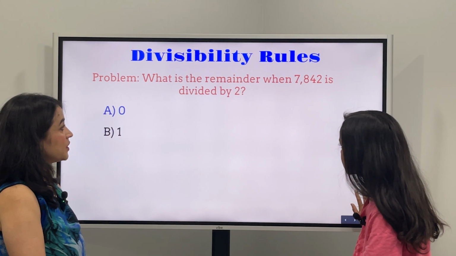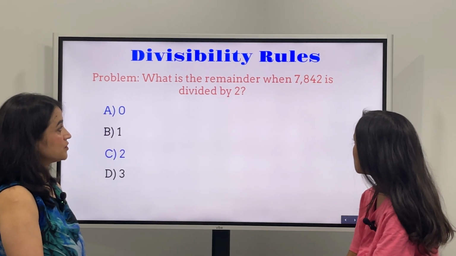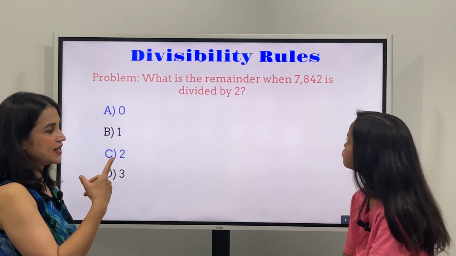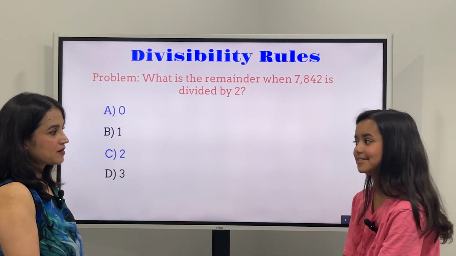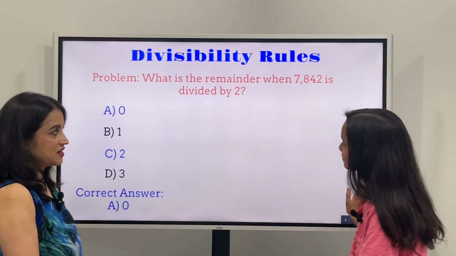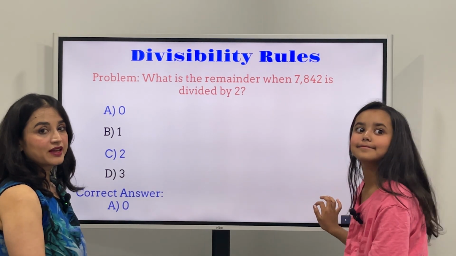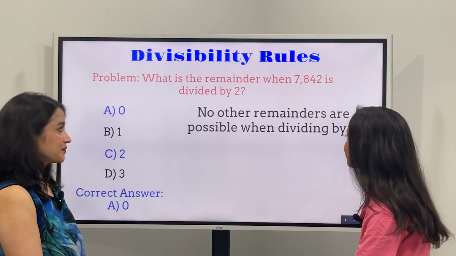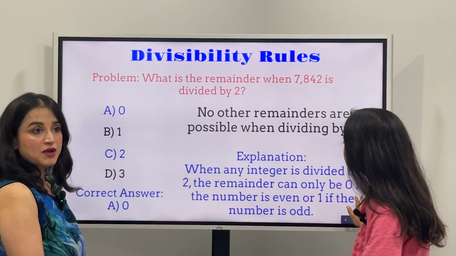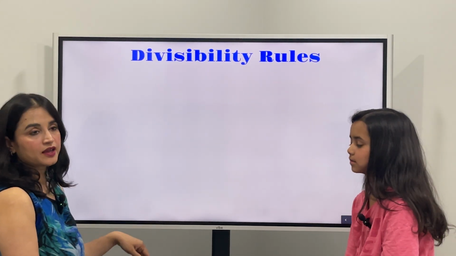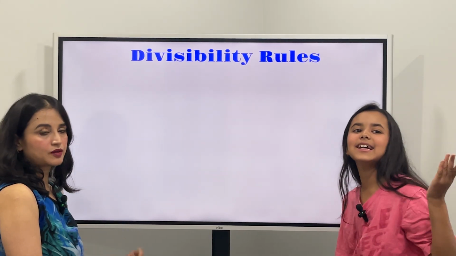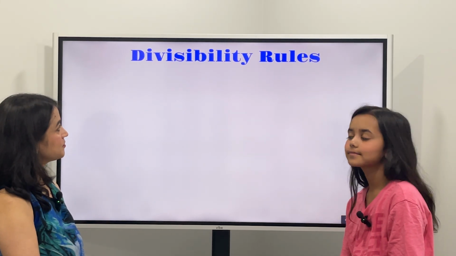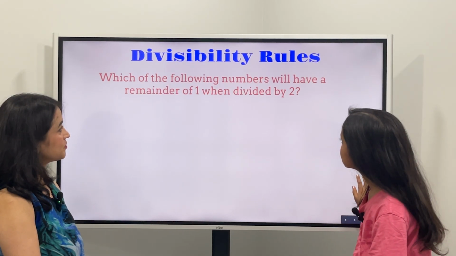What is the remainder when 7842 is divided by 2? What will it be? See the last number, Lina. The answer is 0, which is A, because the 2 is an even number. So the correct answer is A, which is 0. We already read that. It's called mental math. You don't have to divide everything. Just see the last number. It's basically mind math, you do it in your mind.